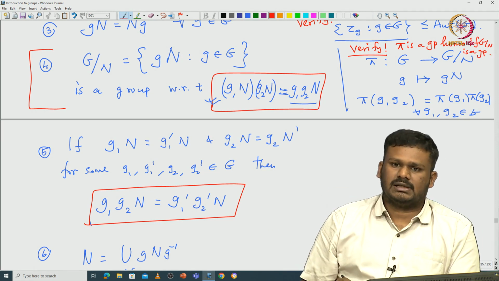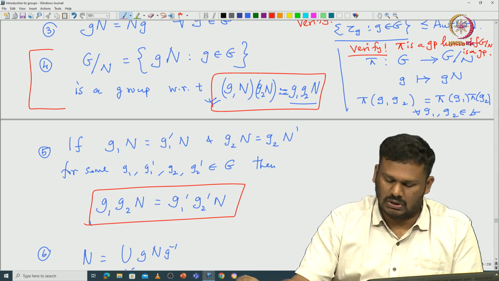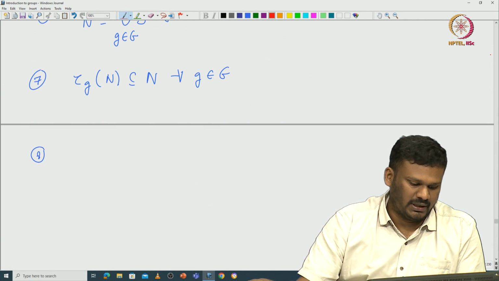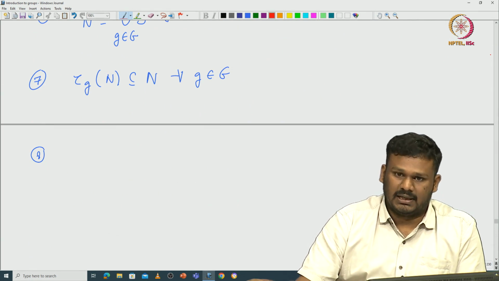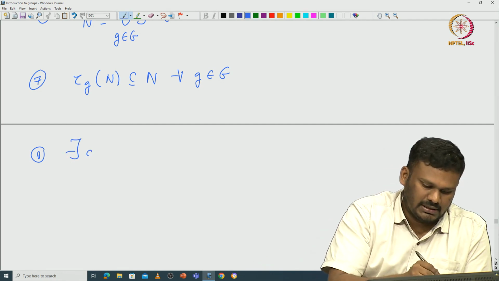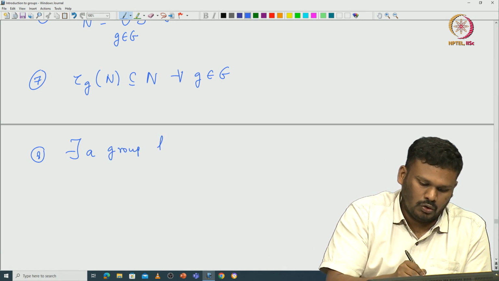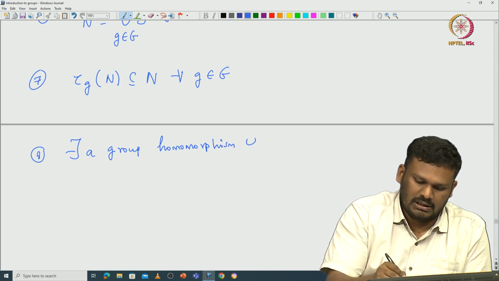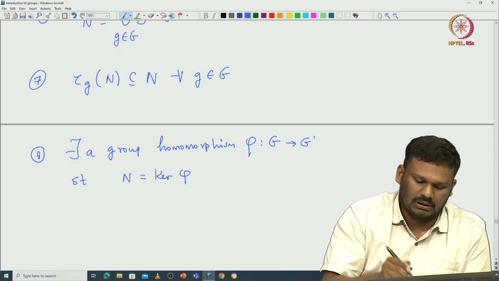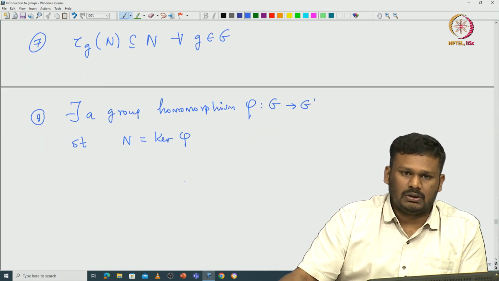Okay, so this is something we will verify later, but this is not that hard to verify. Now with respect to that group homomorphism, one can see that this N can be realized as the kernel of some group homomorphism. This is another important characterization. So there exists a group homomorphism, let's call it phi from G to G dash, such that N is nothing but what is called the kernel of phi.